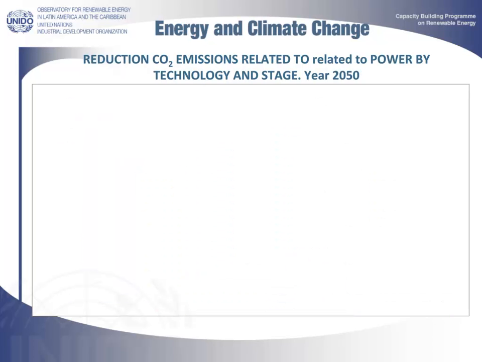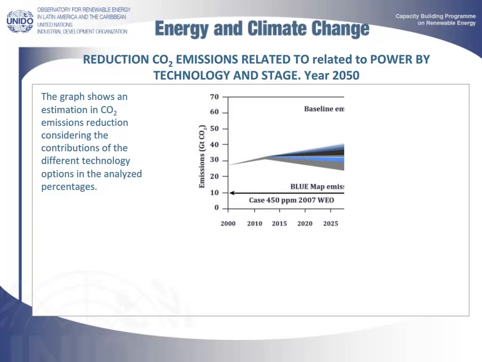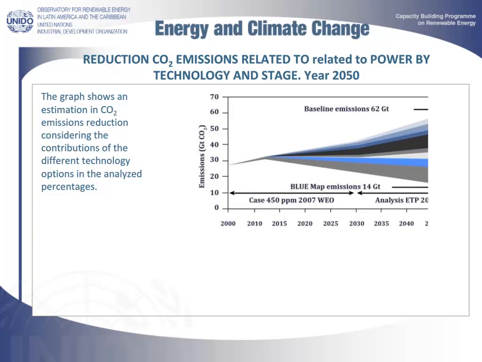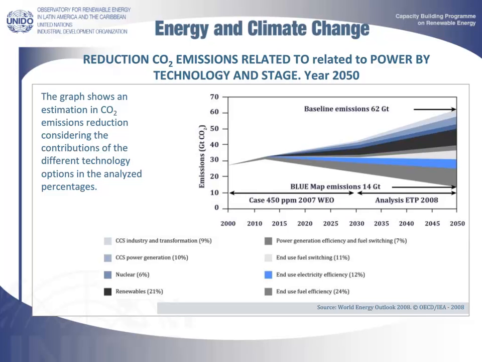This slide shows the different contributions foreseen for the different technologies proposed to reduce CO2 emissions. Included are the capture and storage of CO2, CCS, nuclear energy, renewable energy, and different ways of achieving energy efficiency. Outstanding is a prominent role that different renewable energies and energy efficiency must play in these reductions.